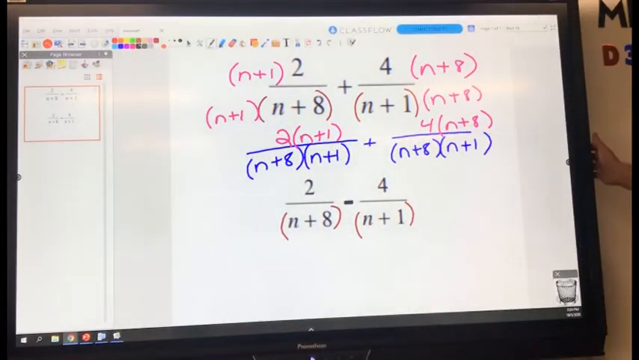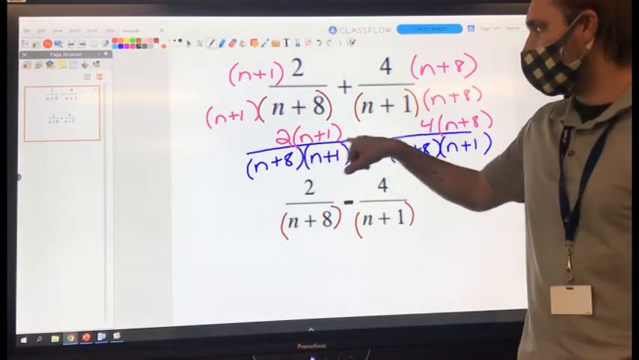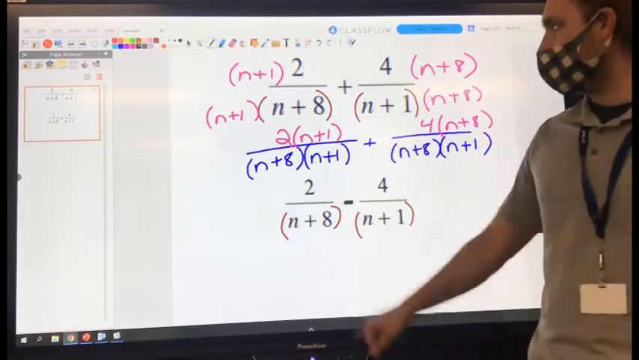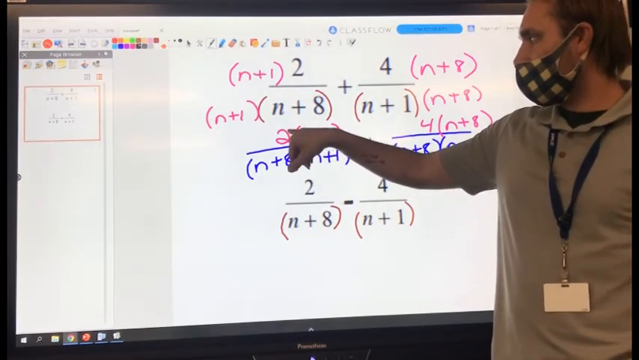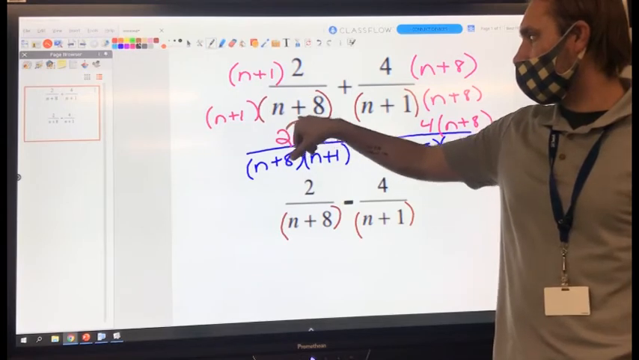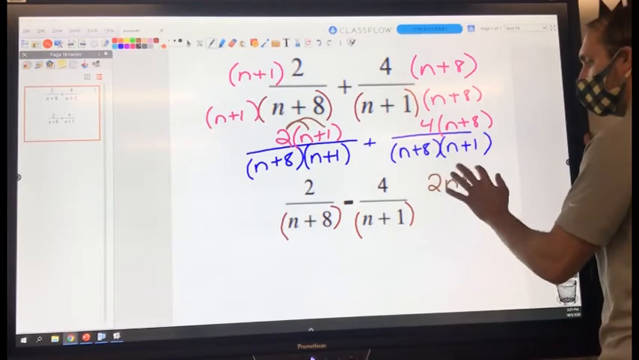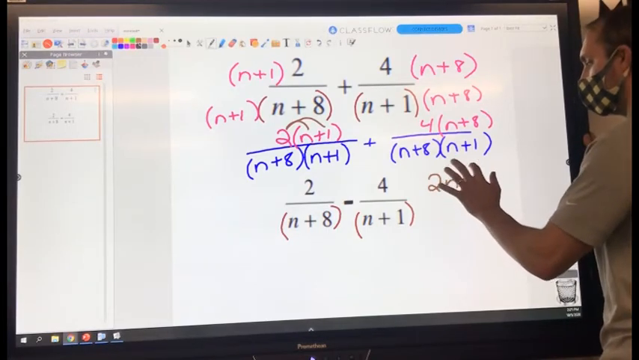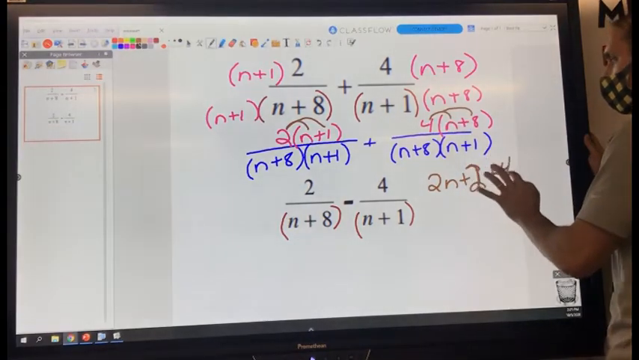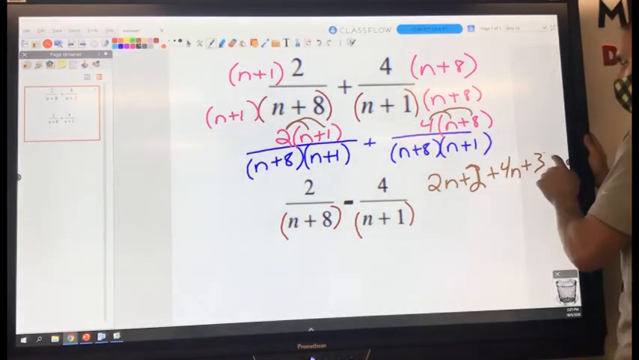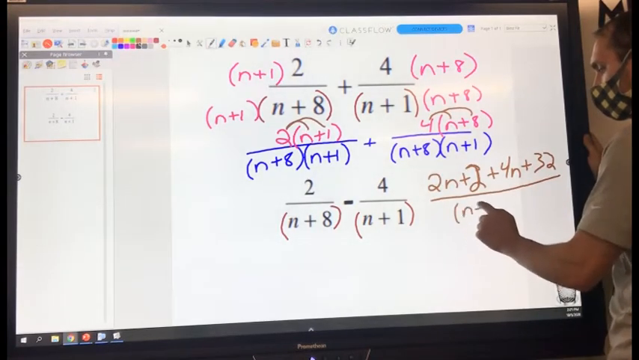Now, it's hard for us to add this together and combine like terms when we're not exactly done yet. We have to follow our order of operations: do the parentheses and multiplication first before we add. With this multiplication, I'll need to distribute. So that gives me 2n plus 2, and then here, also distribute, that's 4n plus 32, all over my LCD.